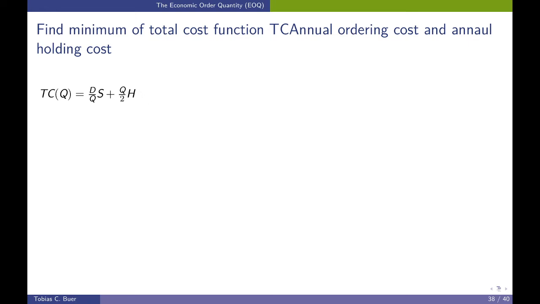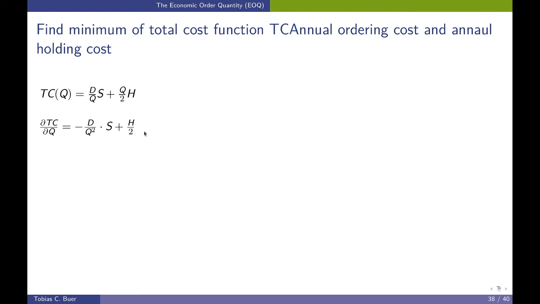Now, to get the minimum, we need to take the first derivative towards q. We build the first derivative to q. Of course, you also see the notation frequently where there's just a dash, tc dash. I chose this notation to indicate that we take the first derivative of the total cost function for the variable q. And the first derivative is minus d over q squared times s plus h over 2.